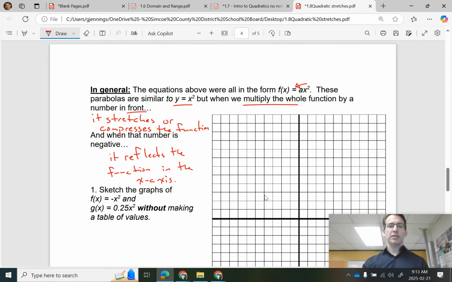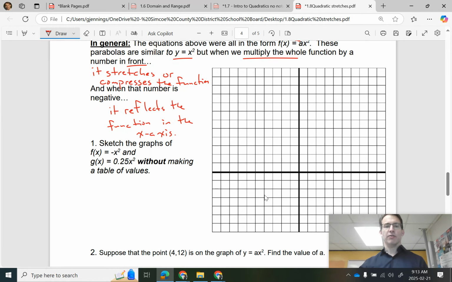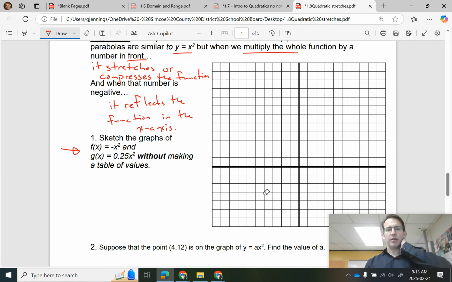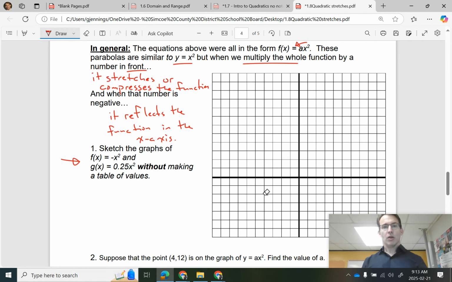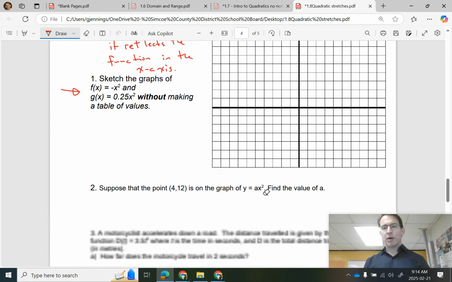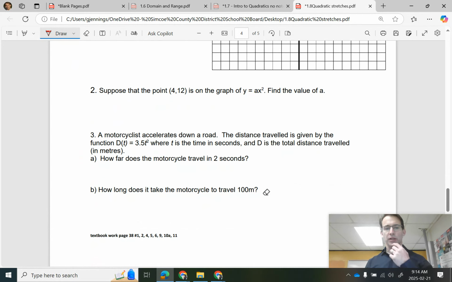So that way you could sketch the graphs of f of x and g of x here, these new functions given, without making a table of values, just by stretching those functions. Just practice making some quick sketches there. One question type I want to review before I release you. Here, we've got textbook work to do.